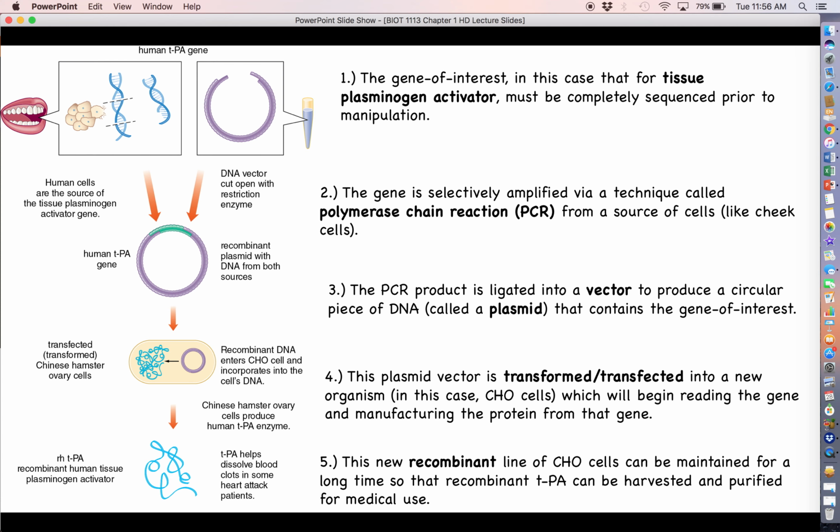So this is our new genetically modified organism. These CHO cells are now what we call recombinant, meaning they have recombinant DNA and make a particular protein that they would not ordinarily. So we can maintain and propagate this line of recombinant CHO cells for a very long time, and all the while, as long as we're doing what we're supposed to, we can harvest and purify this TPA for medical use. It's really quite slick.